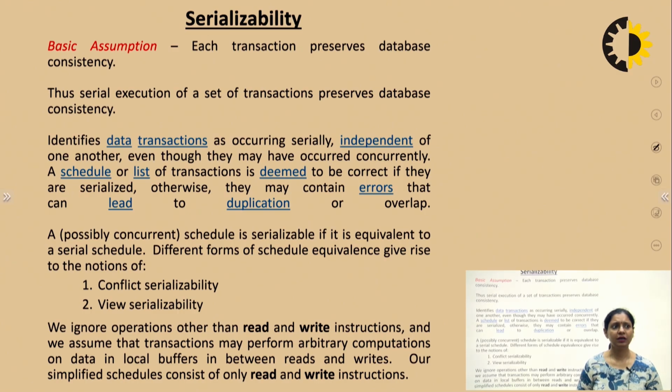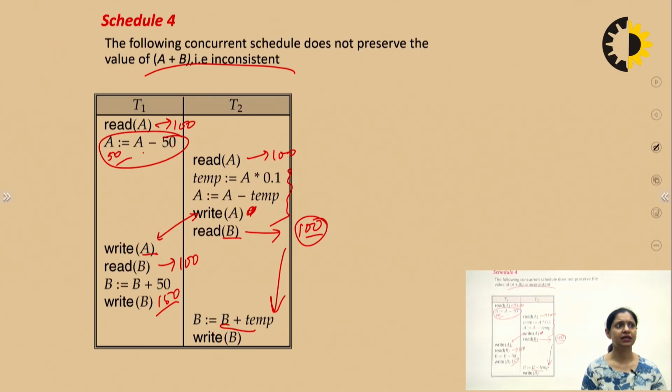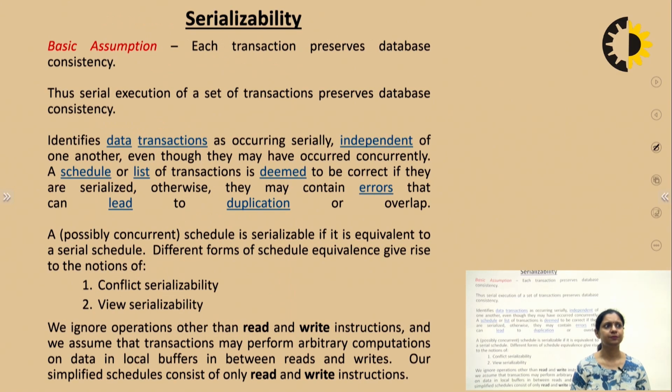So when we are talking about serializability, we assume that every transaction preserves the database consistency. That means the sum A plus B is preserved. In the previous schedules, we have seen that this schedule was not preserving the value of A plus B, but the rest of the schedules were preserving the sum A plus B. So a serial schedule of a set of instructions preserves the database consistency. It identifies the transactions as occurring serially, independent of one another, even though they may have occurred concurrently.